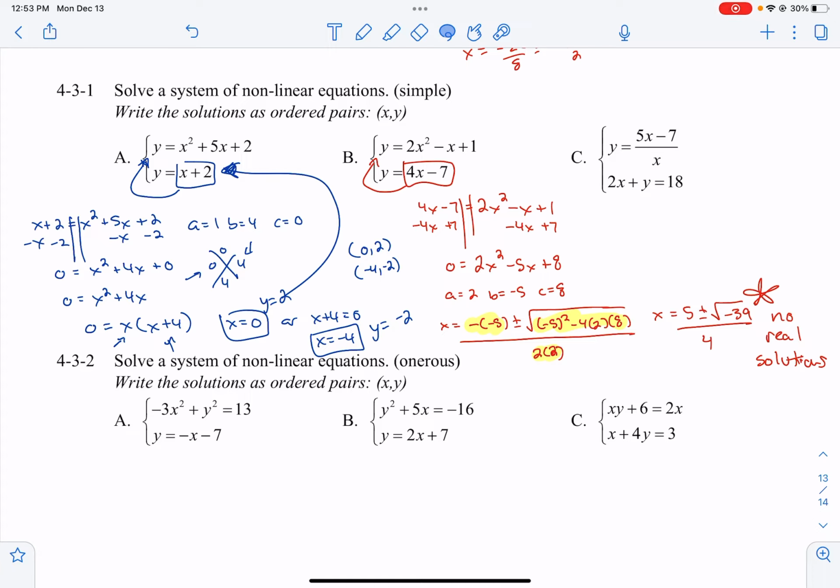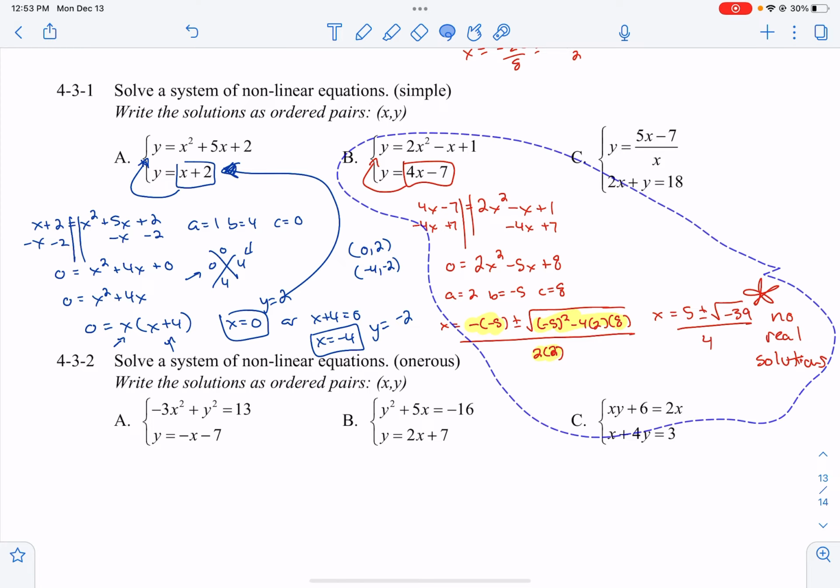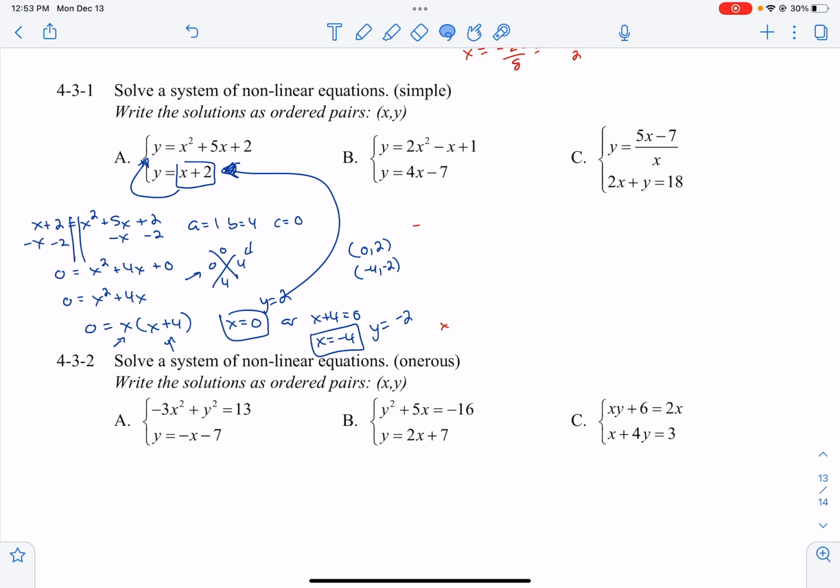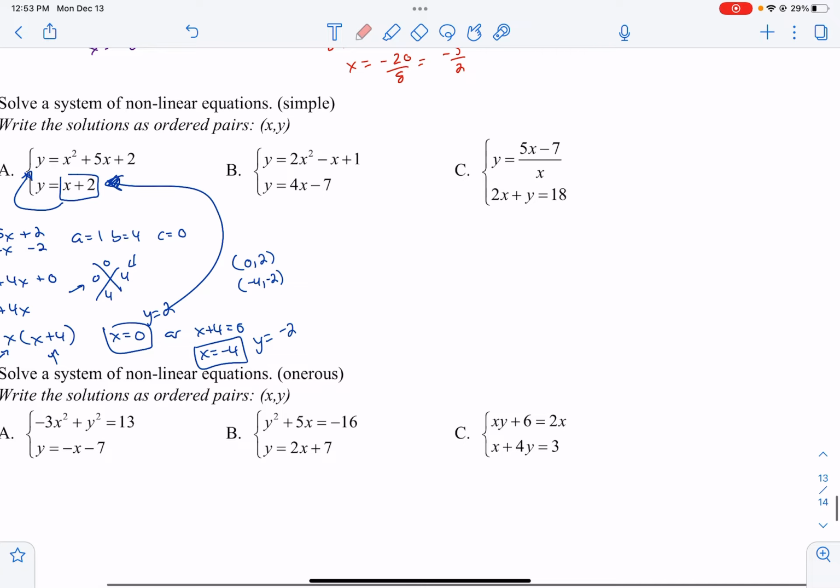Remember, we're not interested in non-real solutions. We only want the real ones for this assignment. So we're done with that one. Hopefully you get lots of those on the test, right? Don't count on it, but there might be one or two.